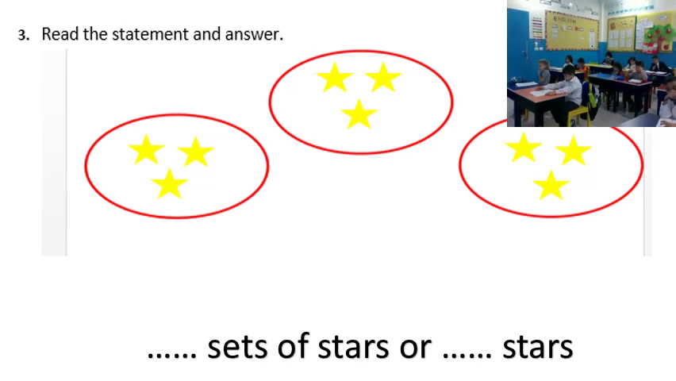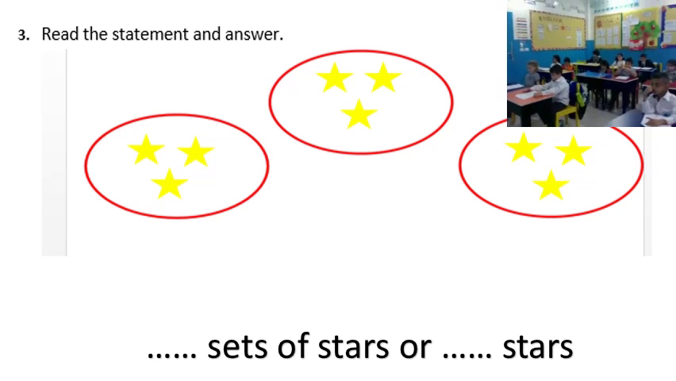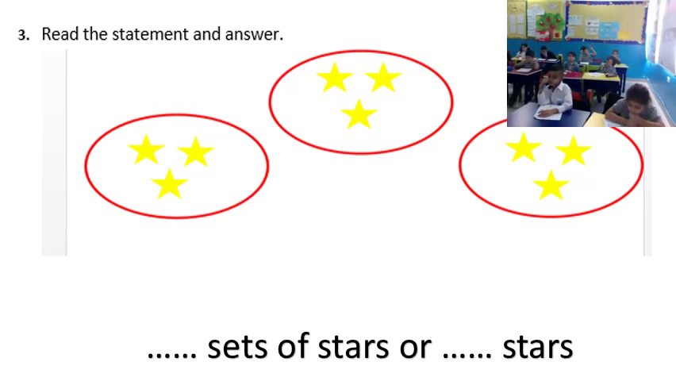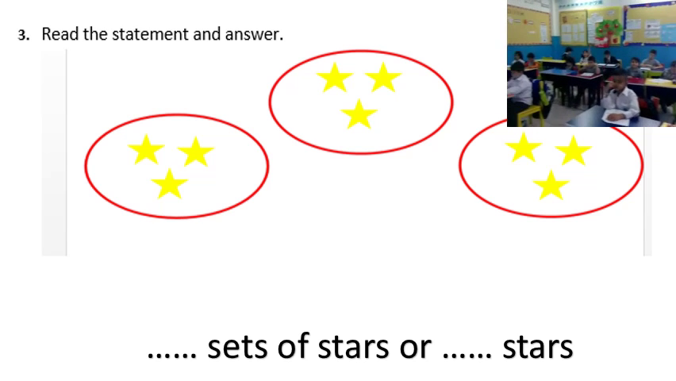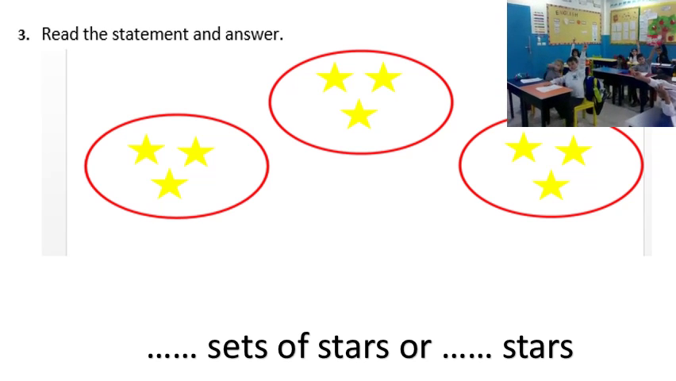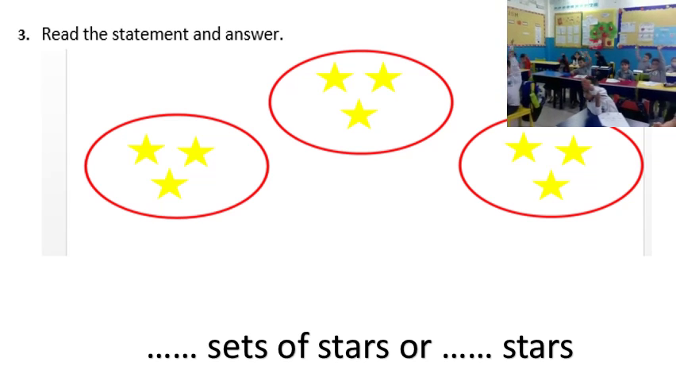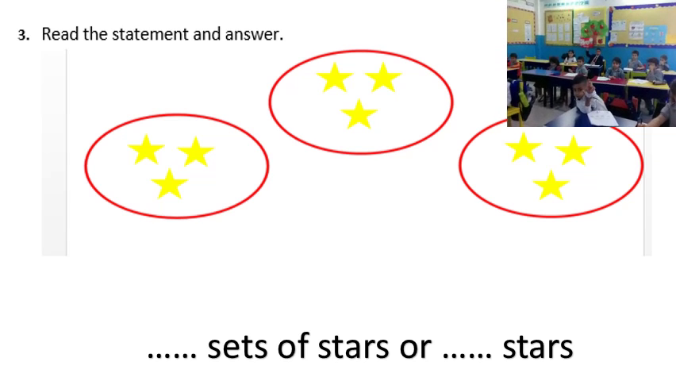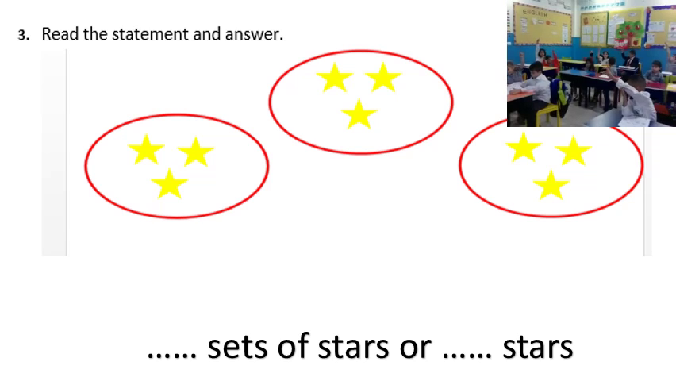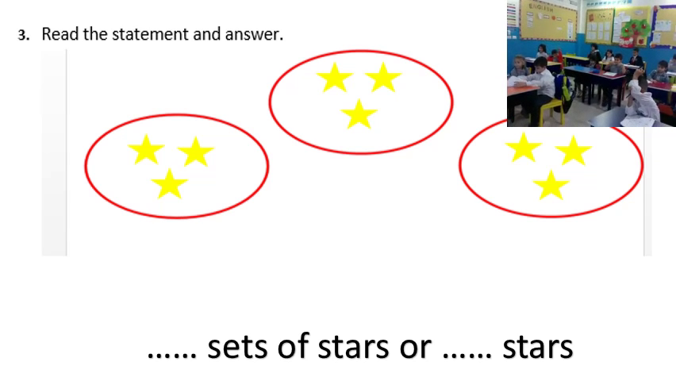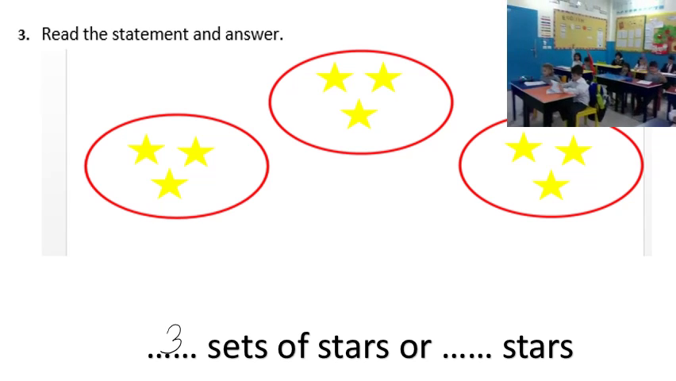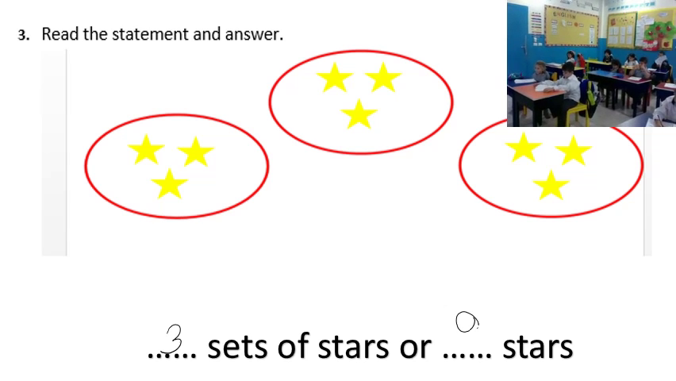So here we have to read the statement and answer. I have on the bottom blank sets of stars or blank stars. Who wants to tell me how many sets of stars I have? Rose? No, how many sets of stars? 3 sets of stars. How many stars do I have in total? 9 stars. Good job.